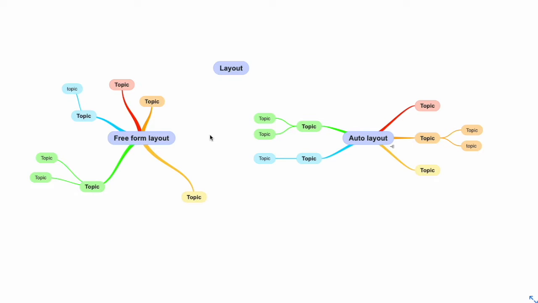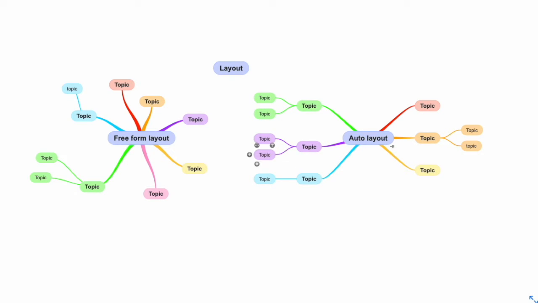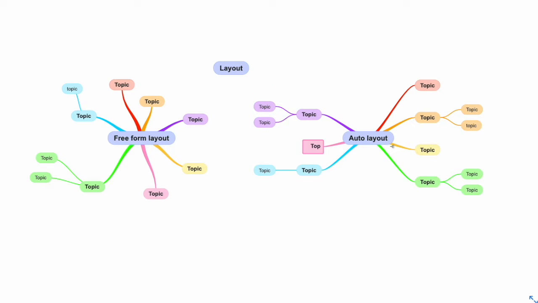In this chapter, we'll explore different layout options to help you organize your mind map. SimpleMind offers two primary layout options: freeform layout and auto layout. Freeform layout provides you with the complete freedom to manually arrange and position your topics anywhere on the mind map canvas. Auto layout, on the other hand, automatically positions the topics for you. When I add topics, all the topics move to make room.